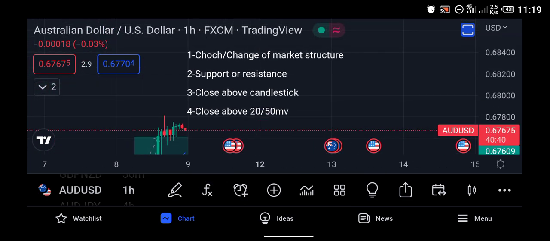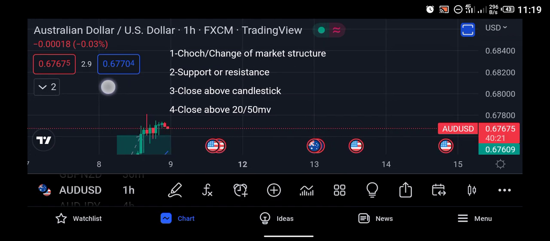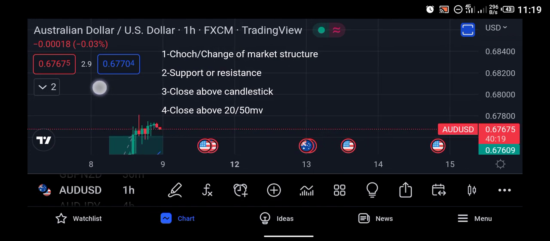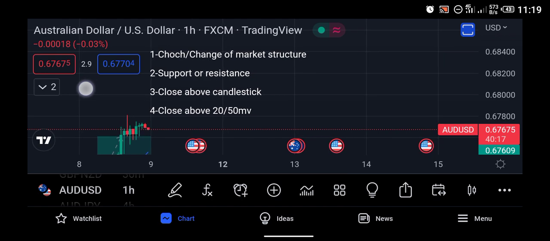So you can see I have 4 things that you need to look out for before you take this strategy or take the trade. Number one, you have change of character slash change of market structure. Number two, have support and resistance. Number three, we have close above candlestick. While number four, we have close above 20 or 50 moving average.